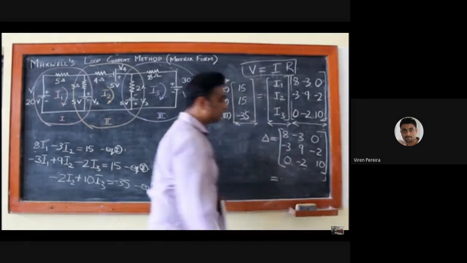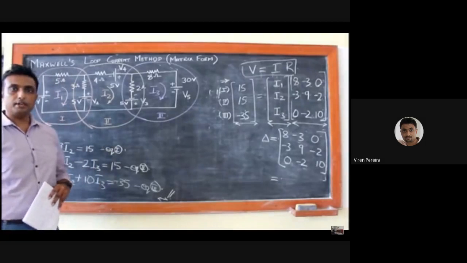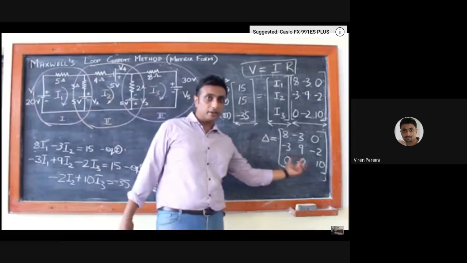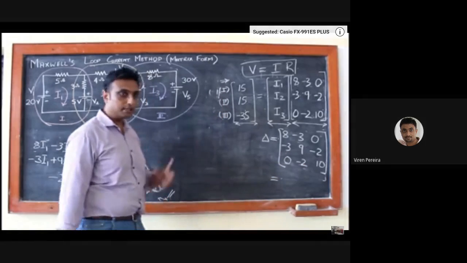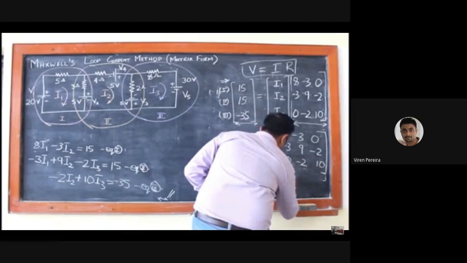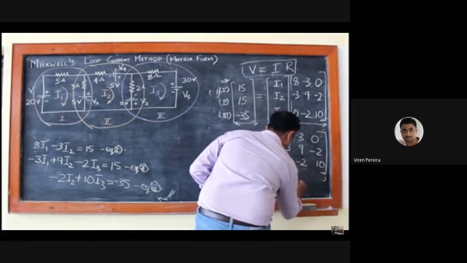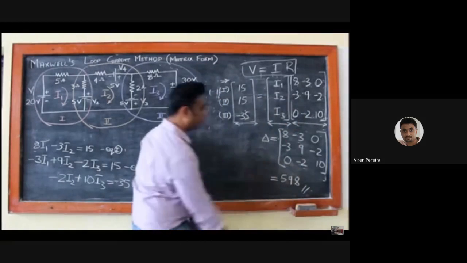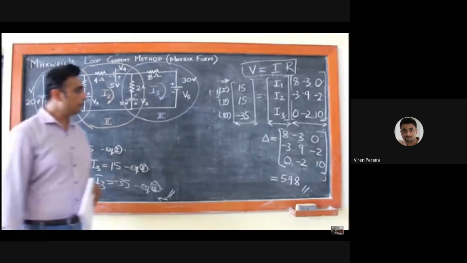So delta represents your resistance matrix. Now, using your Casio calculator FX991ES or ES Plus, you can directly find out the value of your matrix using the determinant. So the value will come up to 598, which is the determinant of your resistance matrix.